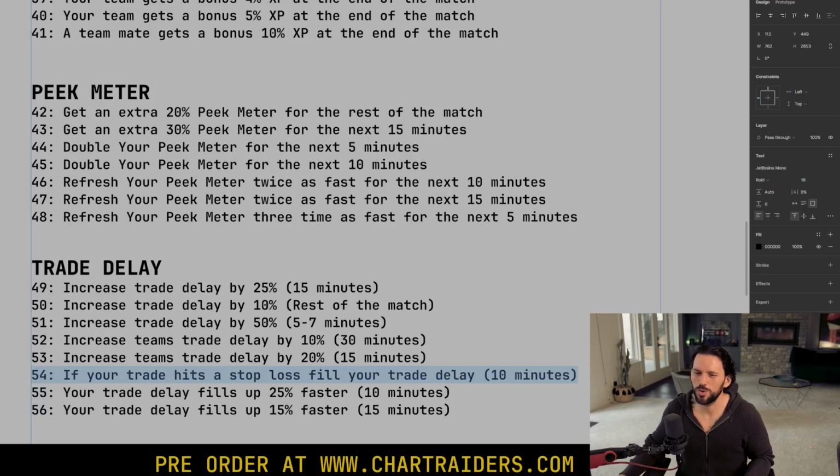So again, another really cool layer of strategy there. Your trade delay fills up 25% faster for 10 minutes, 15% faster for 15 minutes. And that is our first 56 action bar setups.